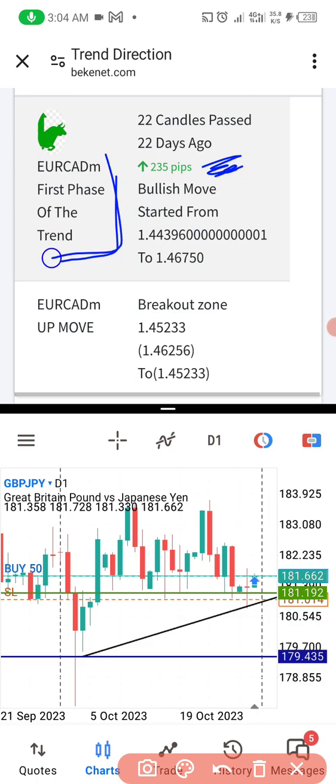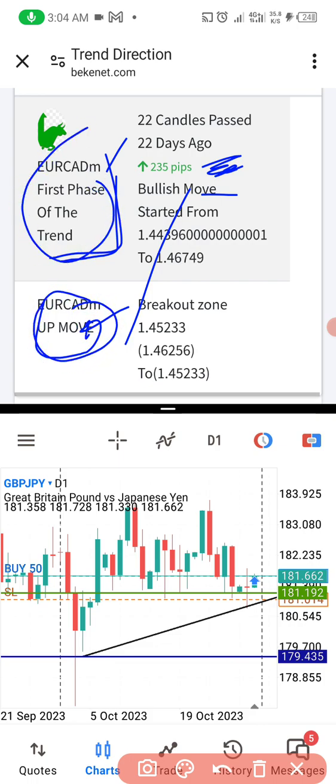You have your first phase bullish move, which is this. Then you have your up move. Good to go. You understand? So all you need to look for is, let this control this. Let this control this, and you take your trade and you go. So that is how to use the upgrade to filter out the noise out of the market.